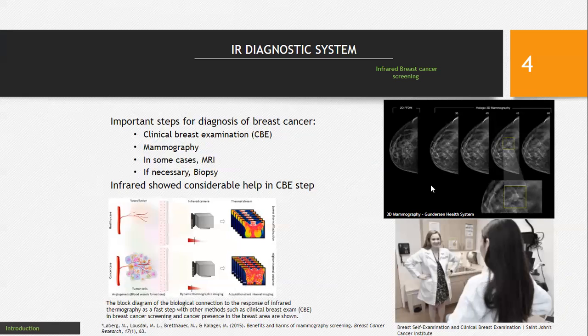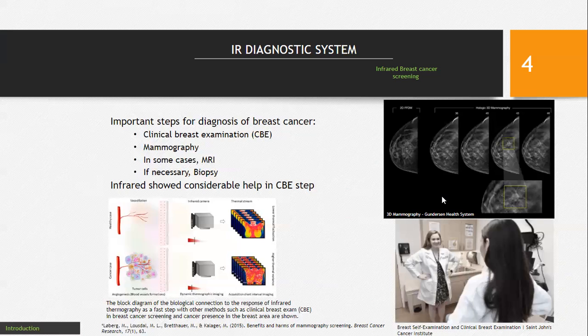Over here, we can also see a photo from a mammography where you can see a lesion here. Essentially, we would compare our thermal images that have a heterogeneous heat pattern to a mammography image in which you can easily see the lesion.